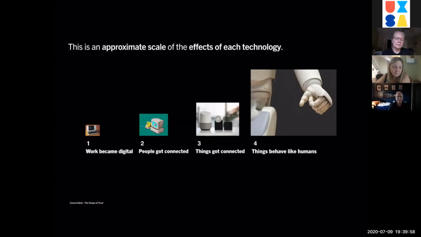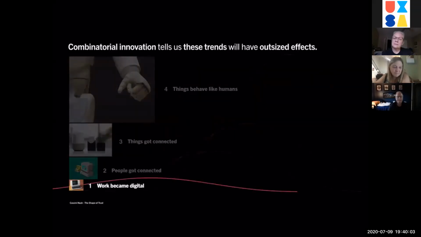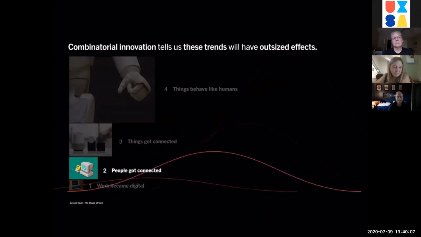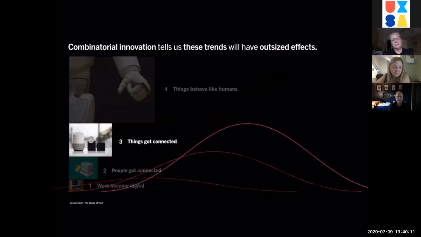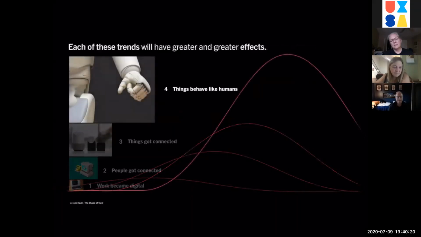What happened with one, when work became digital, will be smaller in scale and size as we move forward. So if you're familiar with combinatorial innovation, as work became digital, the wave effect of people getting connected became larger. The wave effect of things getting connected means that not only can hackers hack into my computers, they can now hack into my IoT devices. The real question is, what will happen as we move into stage 4? Now, I may be wrong that things behave like humans, but that seems to be the trend that we're moving towards.